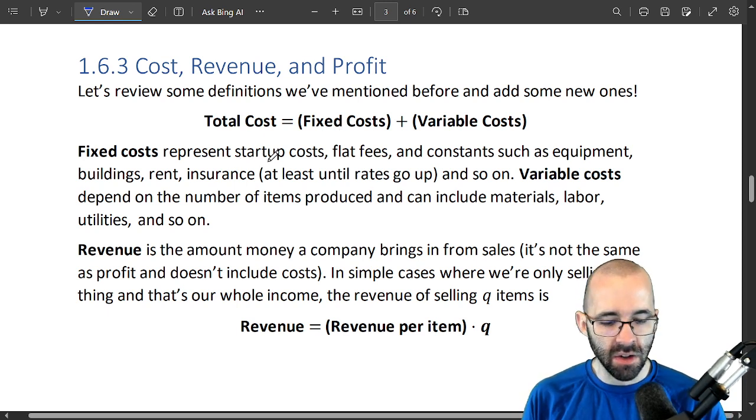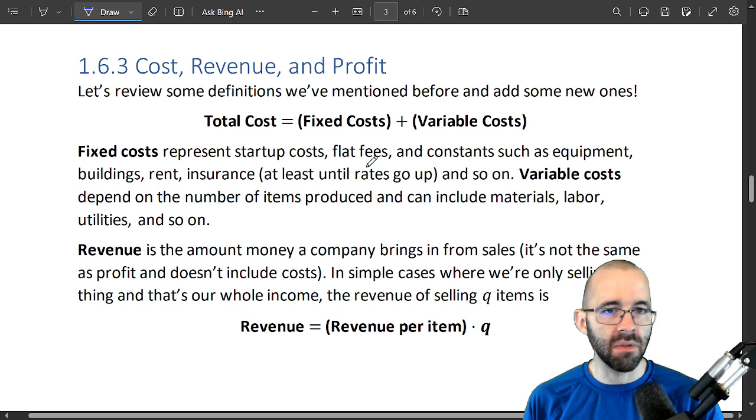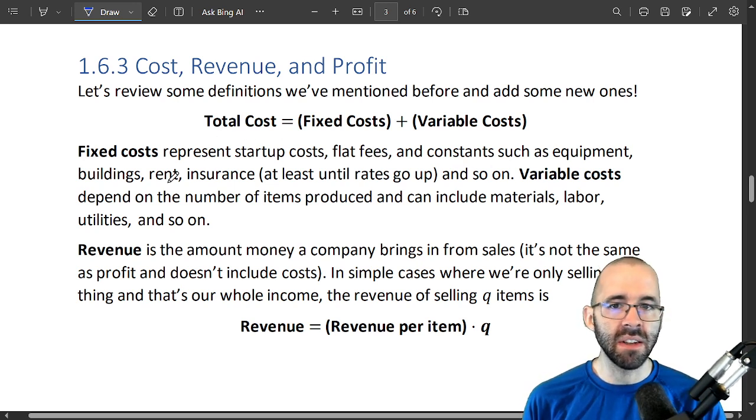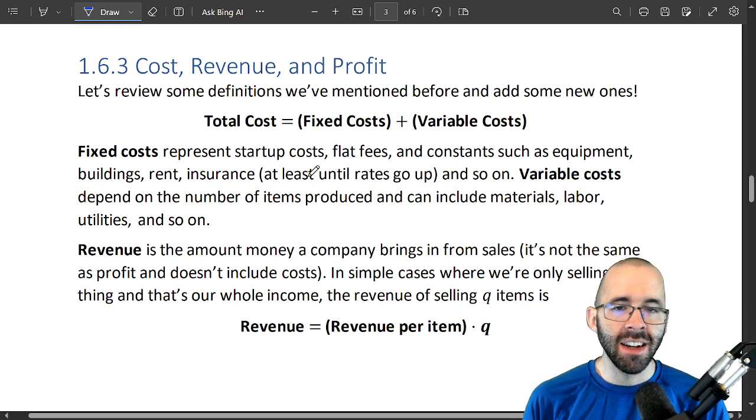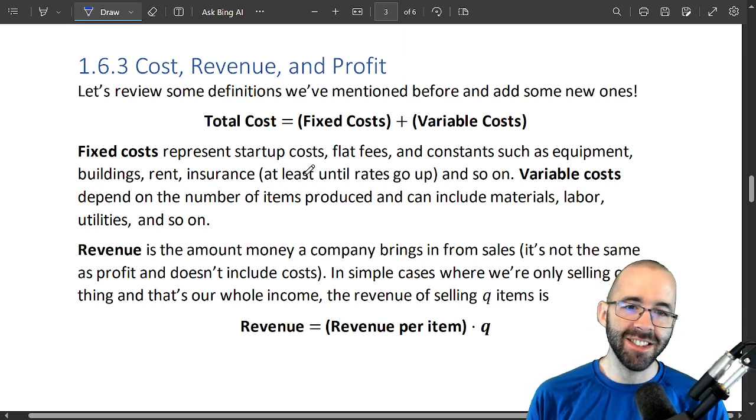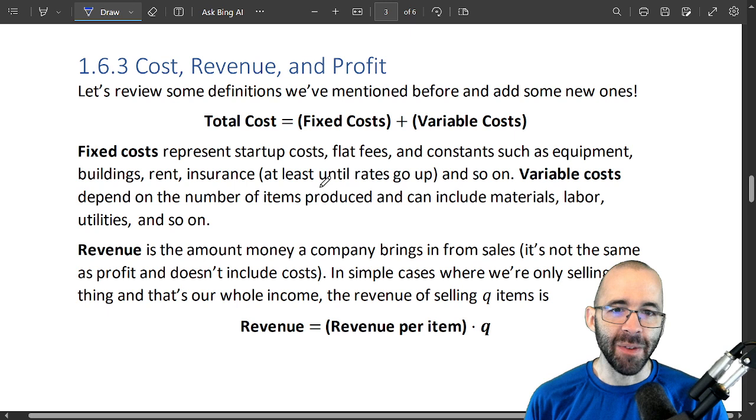Fixed costs could include startup costs, could include flat fees, could include constants such as equipment, buildings, rent, insurance, which rent and insurance are constant until they're not, until people hike up the rates and so on.